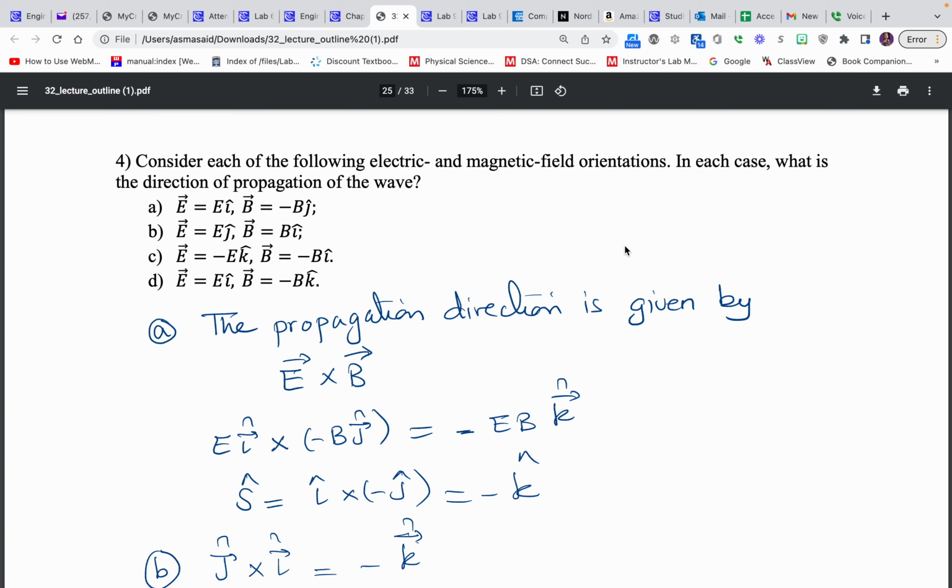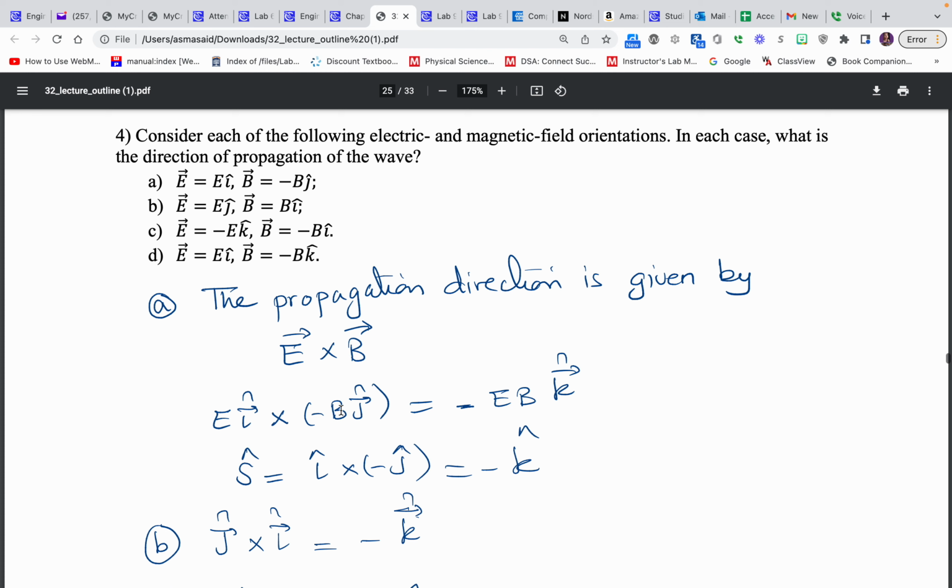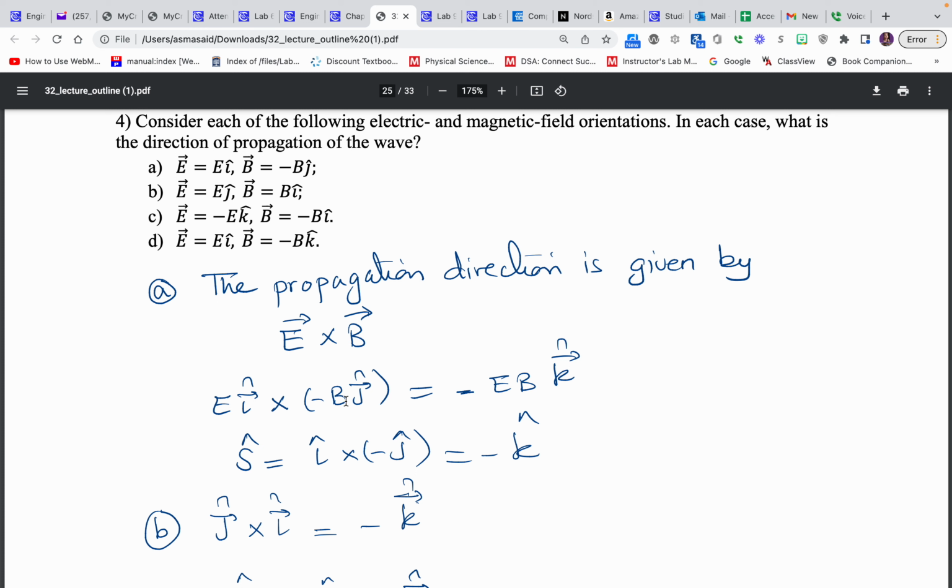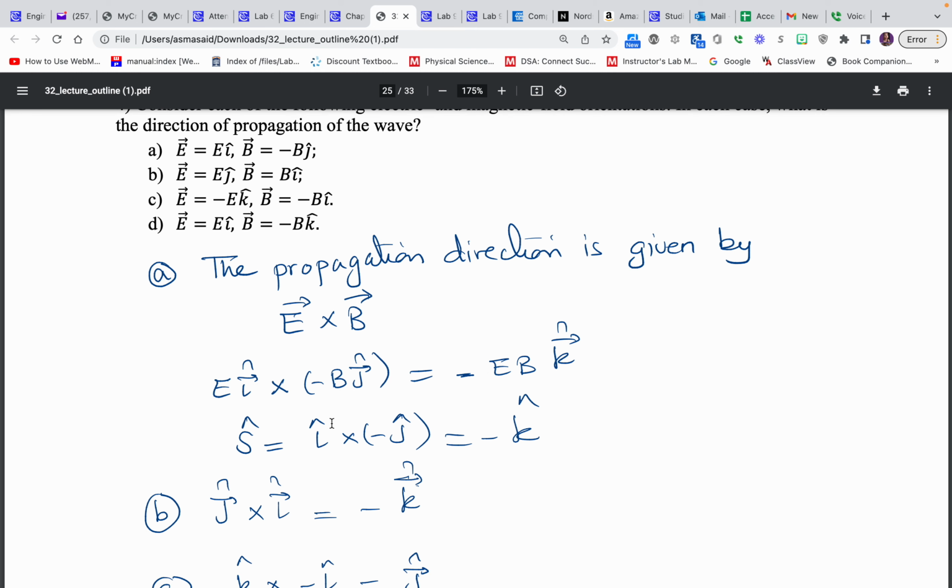For the first case, E equals E times i unit vector, and B is minus B j unit vector. Now we can say E i times negative B j. When you cross multiply i by j, you get k, and E times negative B is negative EB. Then I will say S. Remember we said S is in the direction of the propagation, and therefore it is going to be i cross negative j, which is negative k.